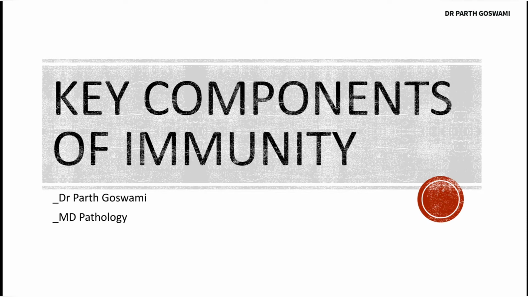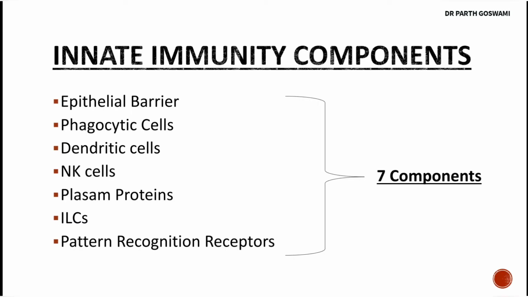So guys, today we are going to discuss the key components of immunity. In our previous lecture on immunity, we discussed innate and adaptive immunity, the two basic types of immunity. Now we will see which components maintain your innate and adaptive immunity. So guys, first we will start with innate immunity components.